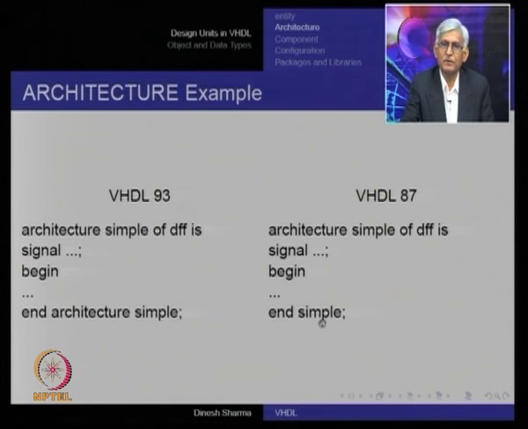Here is a specific example. Architecture simple, this is the name of the architecture of DFF. DFF is the name of some entity, that is the entity name. So, architecture simple of DFF is, then follow declarations like signal this, that or the other, then begin and then end simple. In case of VHDL 93, you will have architecture simple of D flip flop is, again declaration, signal, etc., begin and then end architecture simple. In the modern syntax, after end, you specify what kind of object is ending and also the name of the particular type. So, end architecture simple, where simple was the name of this architecture.